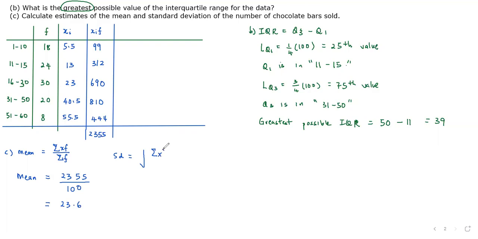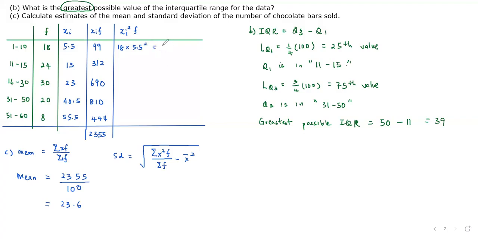To find the standard deviation, the standard deviation is the square root of the variance. So we have the sum of x squared f over the sum of f minus the square of the mean. And to find the standard deviation, we square root the result. You get this formula in a formula sheet, so you don't really have to memorize it. We need to find the square of the class midpoints times f. So you square 5.5, multiply this by 18.